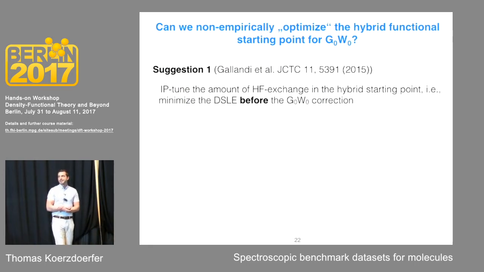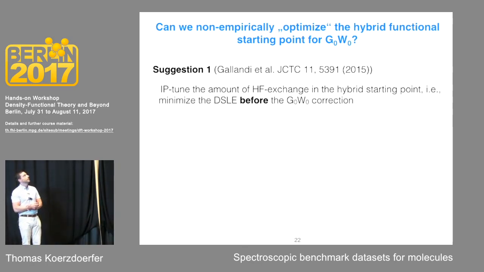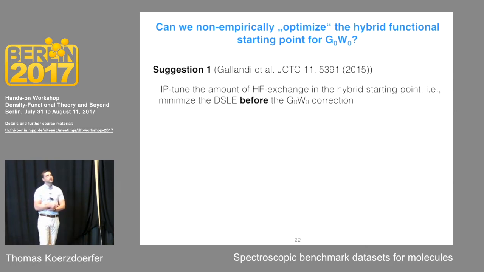This can lead to different ways of trying to find an optimal starting point for GW. So you can ask the question, what is the optimal starting point for a non-self-consistent GW calculation? The first idea is to, as I said, IP tune the amount of Hartree-Fock exchange in the starting point and then do the GW correction. I already said this leads to pretty good results.